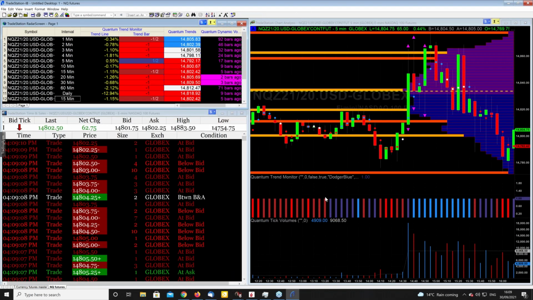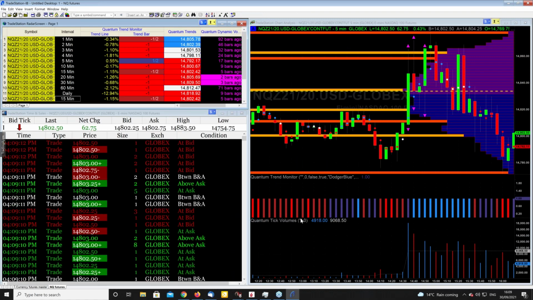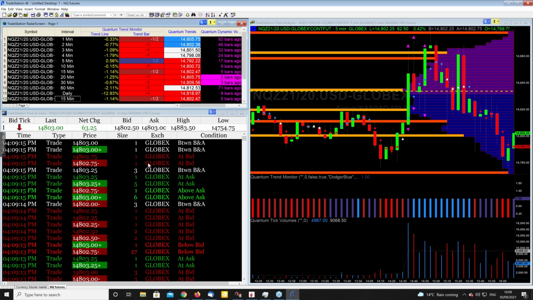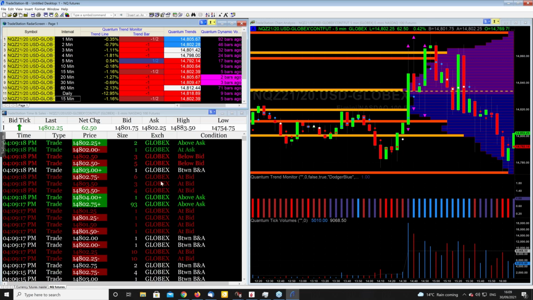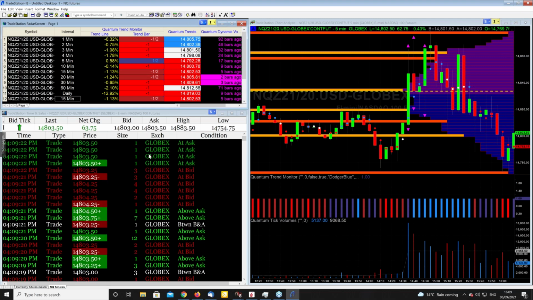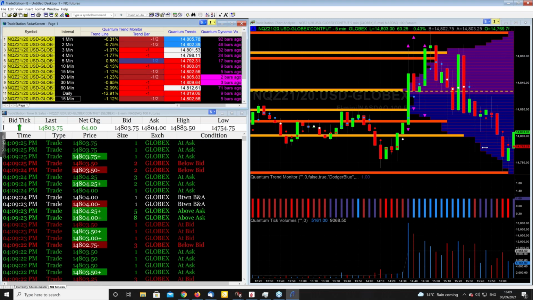I've got the NQ here running. And I've also got the time and sales window running, so I can actually see all the contracts that are running through. 93 gone through there. I'm looking for big numbers here. I'm looking for the market reaction. How does the market react to these big numbers?